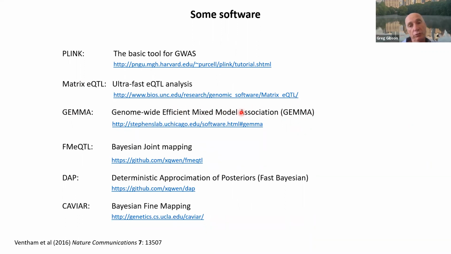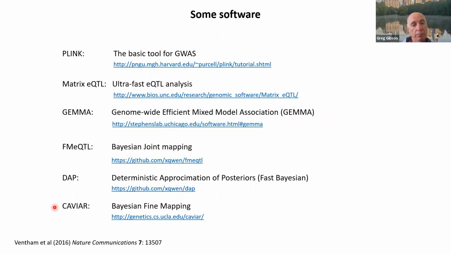So it's a mixed model association tool. If you've got multiple samples per individual, you include individual as a random effect. I think you can include kinship matrices in GEMMA. So that's the more flexible framework.